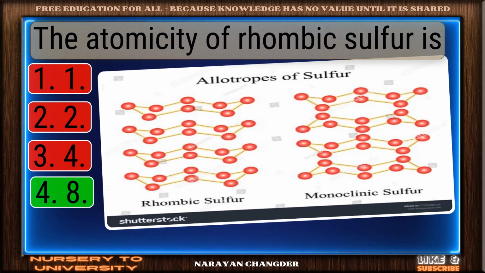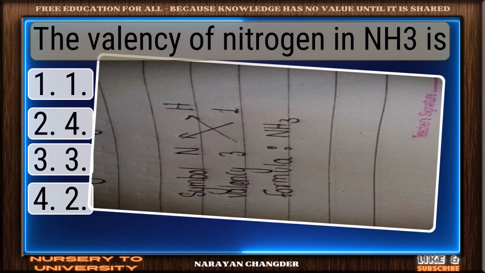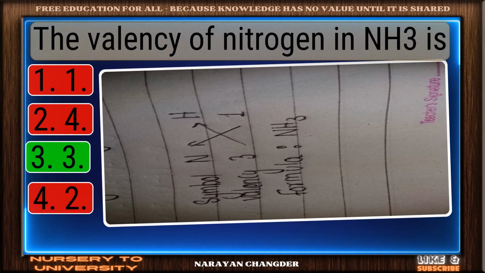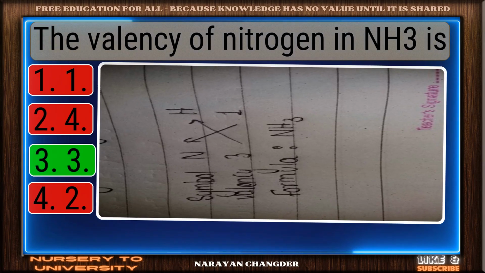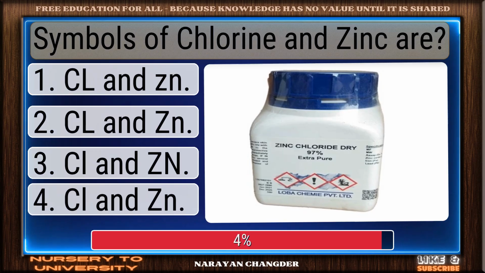Perfect. 8 is the correct choice. Question number 221. The valency of nitrogen in NH3 is? Well reasoned. 3 is the correct choice. Question number 222. Symbols of chlorine and zinc are?